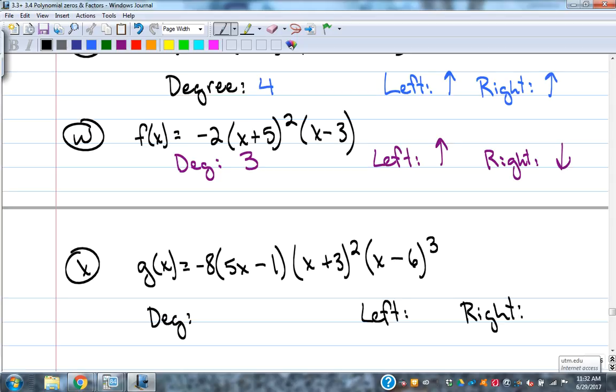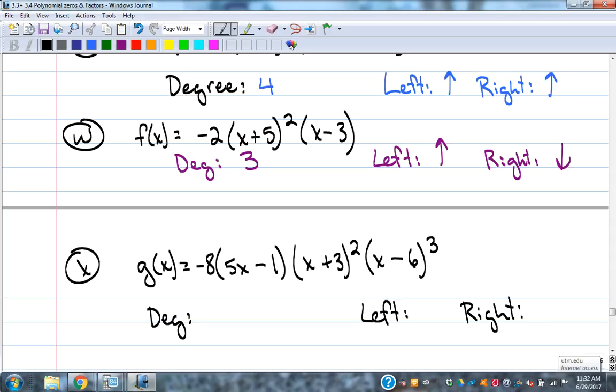So we got factors. We got a 5x minus 1. We know that the 0 that would go with that would be positive 1/5. We got the factor x plus 3, but it's squared, so that means that it's a repeated 0 at negative 3.